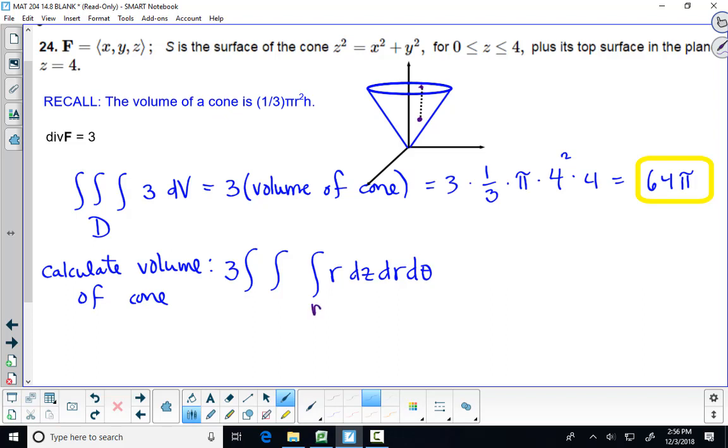Why is it just r? If x squared plus y squared is r squared, take the square root of both sides. We're dealing with positive z values. So z is equal to r.